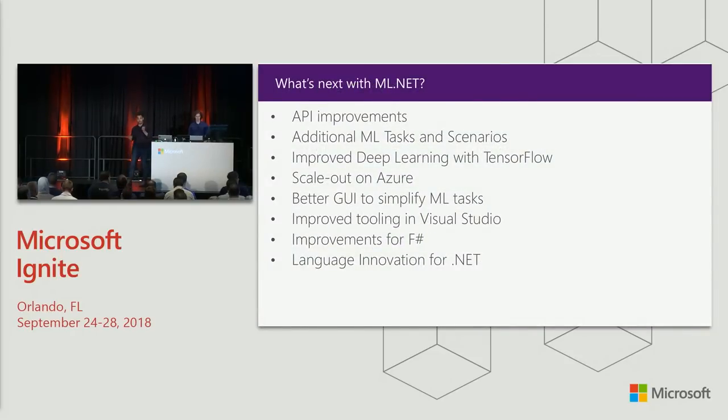As a part of the roadmap for ML.NET, what you're going to see is things like, we're going to improve the API, make it more developer friendly. We're going to add additional ML tasks. So, for example, if you want to do time series or anomaly detection, we're going to add that in the ML.NET story. We're going to improve the deep learning support with TensorFlow. We'll add the ability to scale out your model training into Azure so that you can actually do it a lot faster.